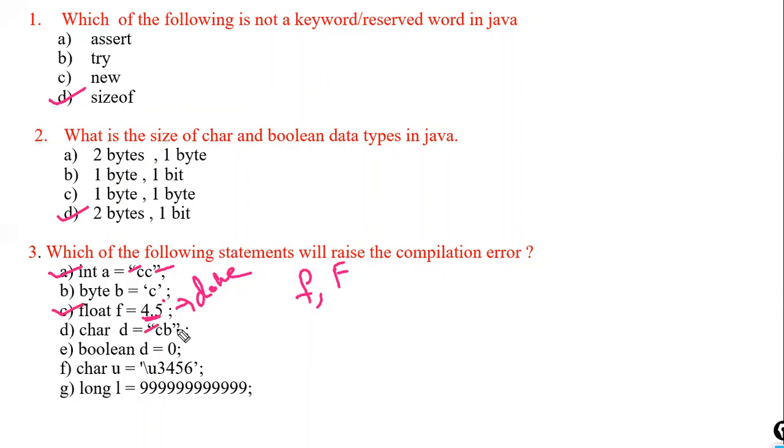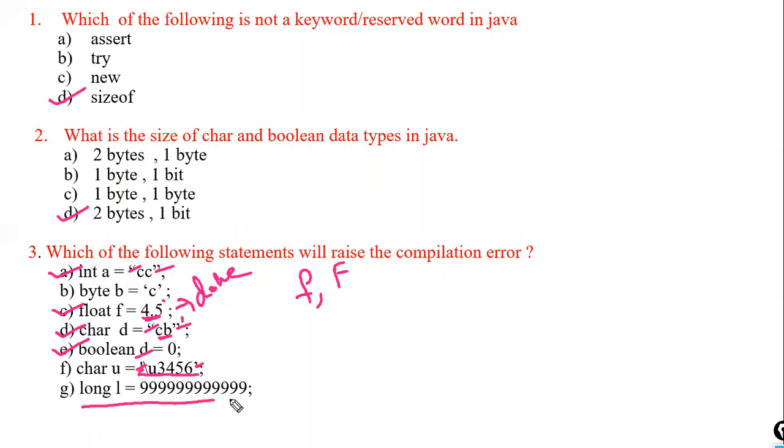Characters should be assigned a single character. So here we are assigning 2 characters, and that too enclosed in double quotes. So this statement will raise a compilation error. Boolean data type will accept only true or false values. It will not accept any other value other than true or false. So this statement will raise an error. E. And the last statement, F is a Unicode representation. So characters can also be represented with Unicode values and they have to be mentioned within single quotes only.